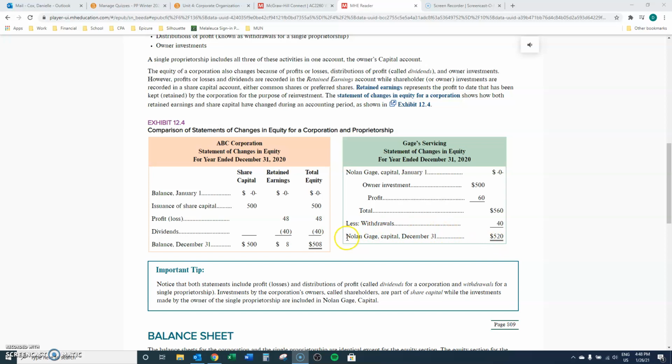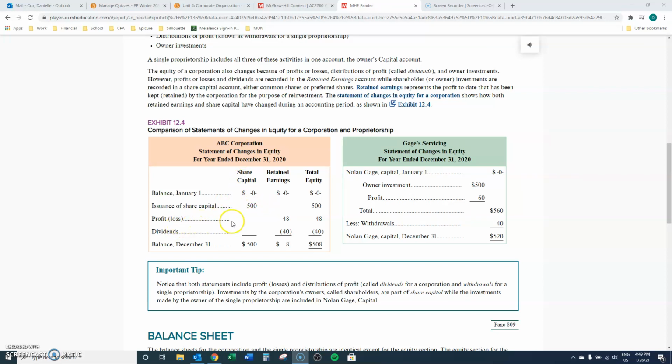So the account is the owner's name and his capital account. In the corporation, we have share capital and retained earnings. They total up to total equity. Again, the balance starts off at zero. But instead of owner investment, here it's share capital. So there was $500 in share capital.